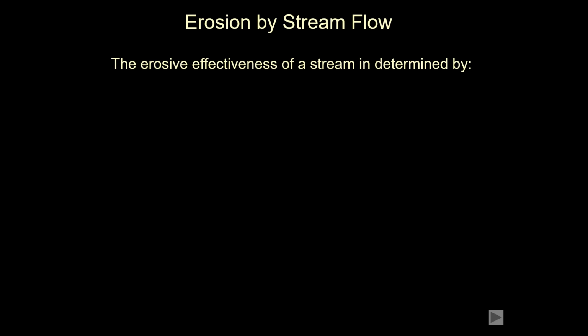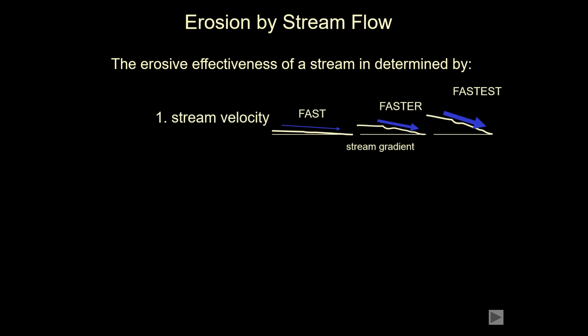Let's talk a little bit about erosion by stream flow. In comparison to overland flow, stream flow is much more effective in terms of moving materials, and it has to do with the amount of water involved. So much more water. We know that the velocity of a stream depends to some extent on its gradient. So a steeper slope is going to produce faster water flow, and that makes sense.